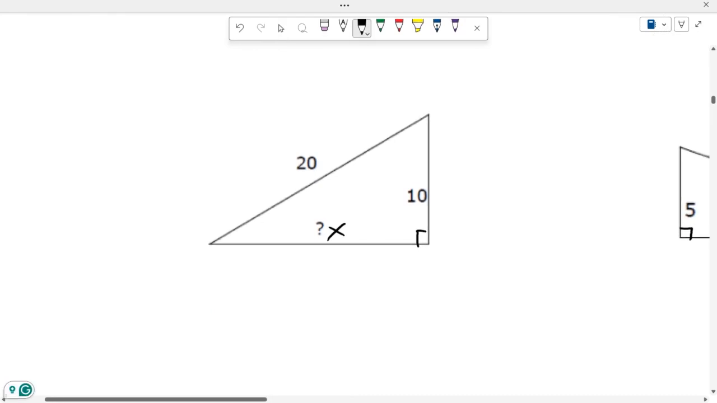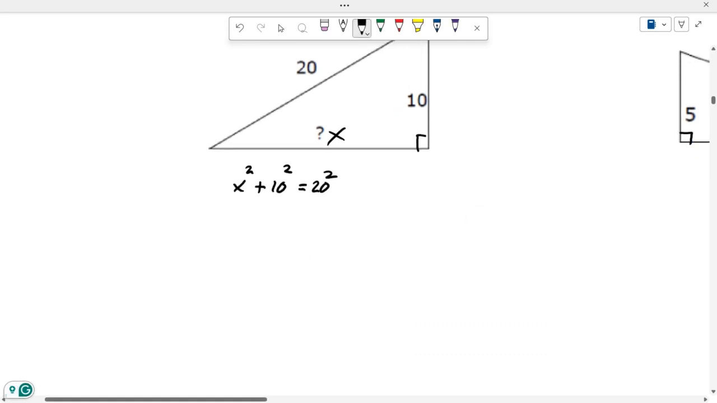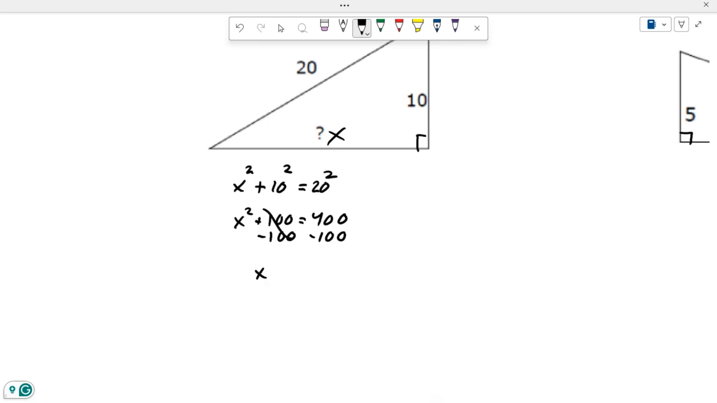As always, the Pythagorean theorem says that the sum of the squares of the legs of a right triangle is equal to the square of the hypotenuse. Again, just like the last one, this time we are solving for a leg. We are given the hypotenuse. So therefore, we do x squared plus 10 squared, which is 100, equals 20 squared, which is 400. Subtract 100, subtract 100, that goes away. X squared is 300.